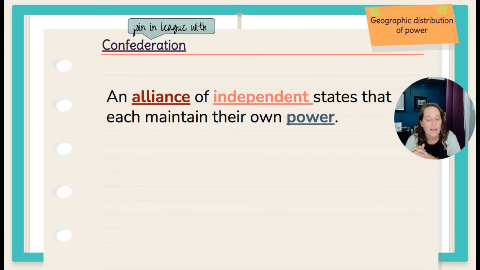When we think of a confederation today, we typically think of the European Union, because the European Union is an alliance of different countries that rule themselves.